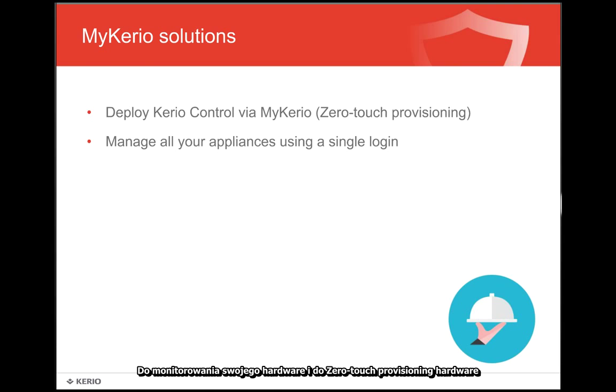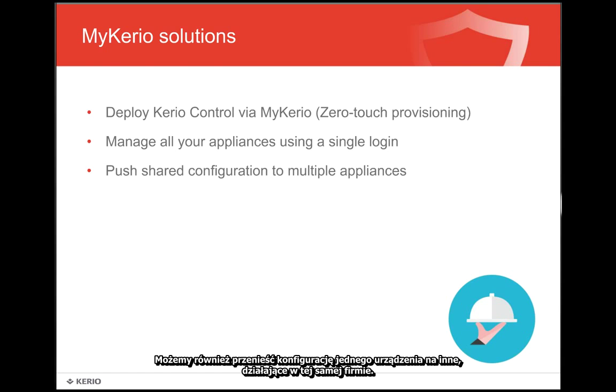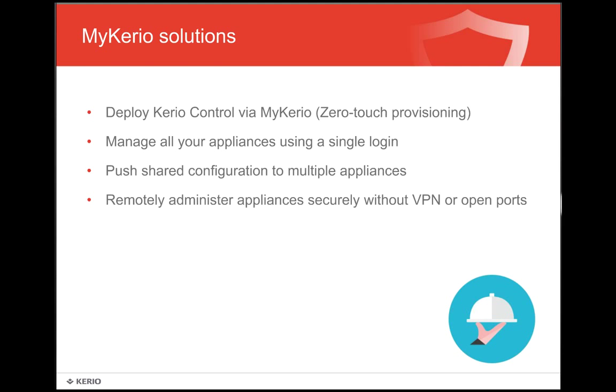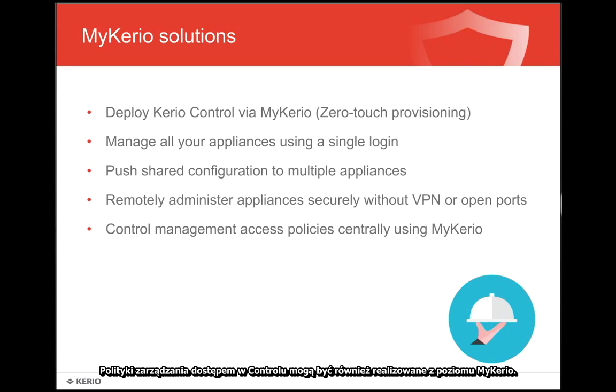Additionally, to monitor hardware appliances and zero-touch provision hardware, you can also include already existing Kerio Controls into MyKerio. You can push shared configuration to multiple appliances which are organized in a single organization. You can remotely administer appliances securely without VPN or especially opening ports for the remote administration. And all the Kerio Control management access policies can centrally be used in MyKerio.